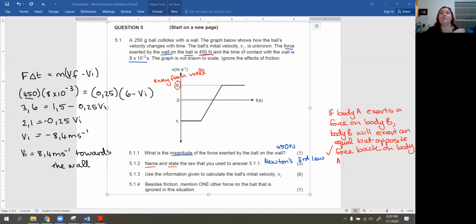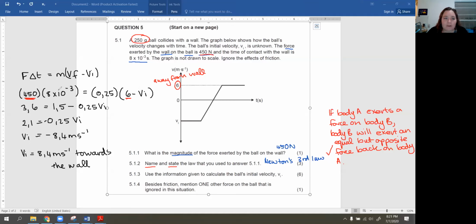Please be careful. There was one of those recently that actually caught me out, where I just stuck in the force as being positive and I never thought about which way around it went. So the force here is away from the wall. This will have the same sign as that. Okay, so that's good. Then our time is 8 times 10 to the negative 3. That's fine. The mass, you had to convert your 250 grams into kilograms, which I think most of you did. Final velocity is positive 6 minus initial velocity over there.